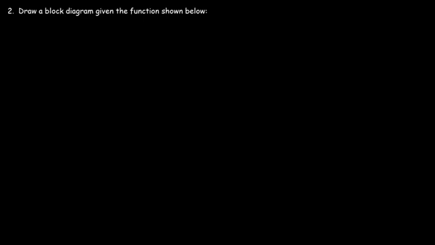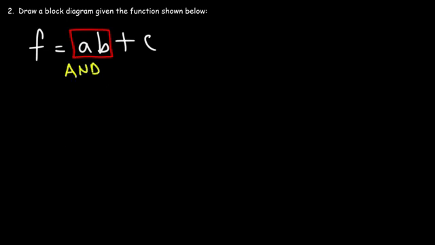Now let's work on the reverse. Let's say if we're given a function, how can we draw the block diagram? Let's say the function is ab plus c. Go ahead and draw the block diagram for that given function. So first, notice that a and b are multiplied to each other. So we're going to deal with an AND gate. And notice that we have an addition symbol. So we're going to use an OR gate between A, B, and C.